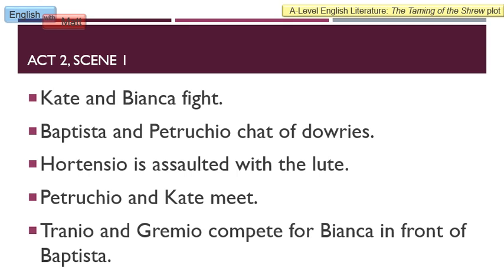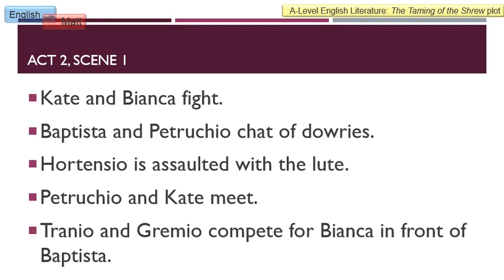Baptista then enters just in time to see Bianca being tortured by Kate, and of course, because Bianca is Baptista's favourite daughter, he tells Bianca to go inside and tells Kate to go away, essentially, or to stay outside. And Kate perhaps is the only character that realises that Bianca is emotionally manipulative and has her father wrapped around her little finger.